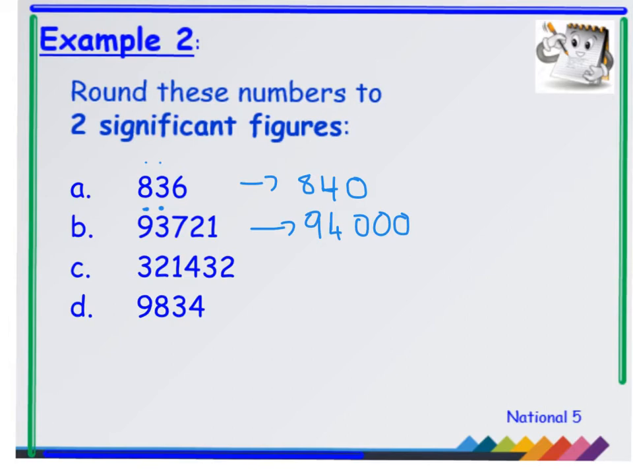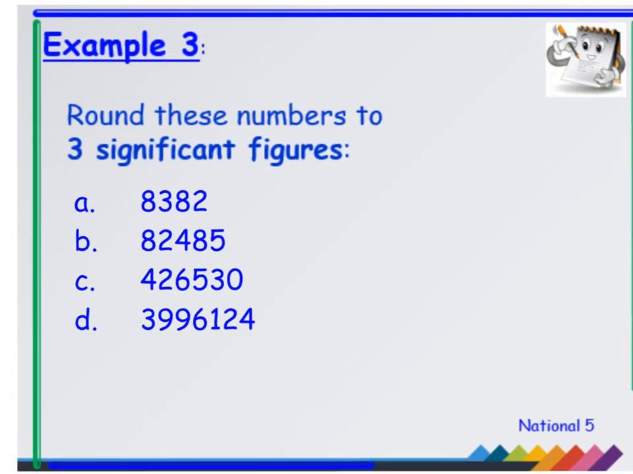Let's look at the next one. First 2 digits are a 3 and a 2. The next number is a 1. A 1 tells you to stay the same, or you might have been told go down. So it stays the same, so that becomes a 3 and a 2. To keep the place value, we have to add 4 zeros here, because those 4 numbers are no longer significant. So that would be 320,000. And the last one, keep the first 2 digits, would be my 9 and my 8. The 3 does nothing in rounding, but I have to add 2 zeros. So there are a couple of examples to 2 significant figures.